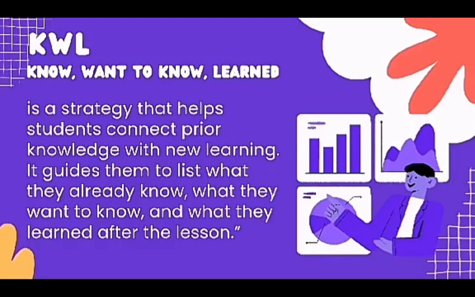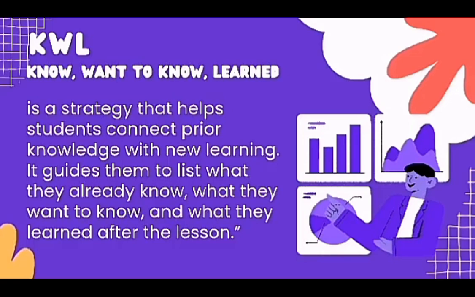Now, let's talk about KWL, also known as Know, Want to Know, and Learn. It is a strategy that helps students connect prior knowledge with new learning. It guides them to list what they already know, what they want to know, and what they learned after the lesson.